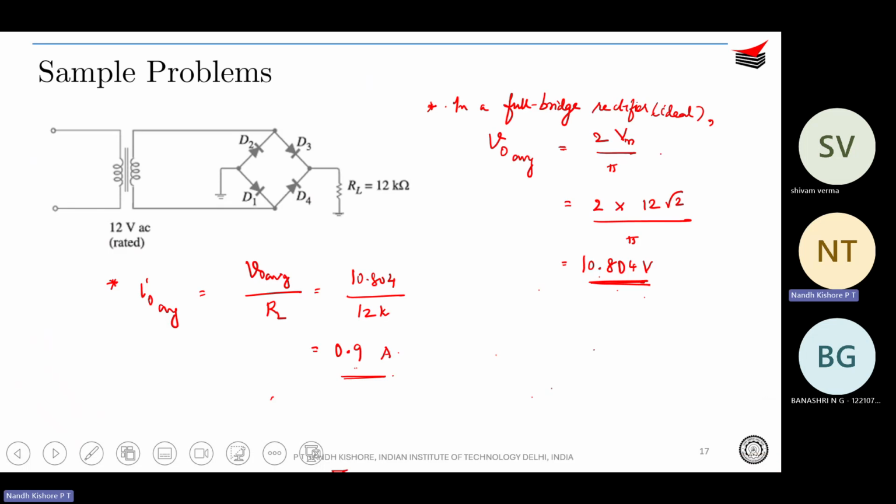Okay. So let's try to understand. V naught average is 2 Vm by pi. Now the point is Vm is 12 root 2, so you are getting 12 root 2 volts over here. But if you see the output, 12 root 2 is not exactly going to come. 12 root 2 is going to come with some drop.